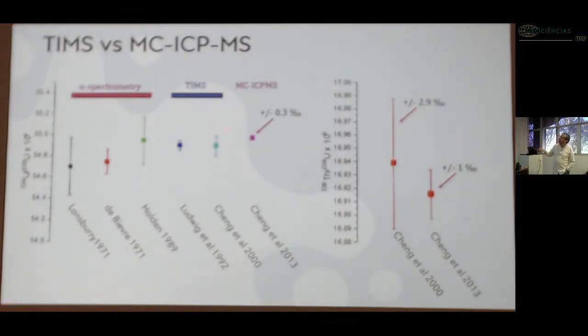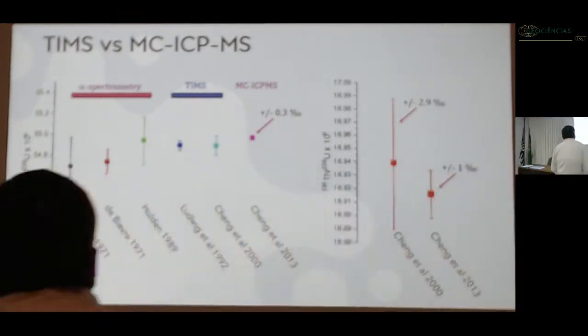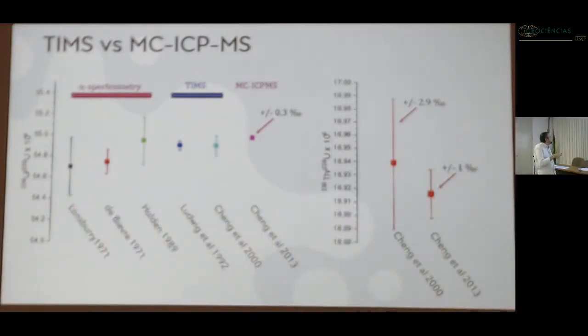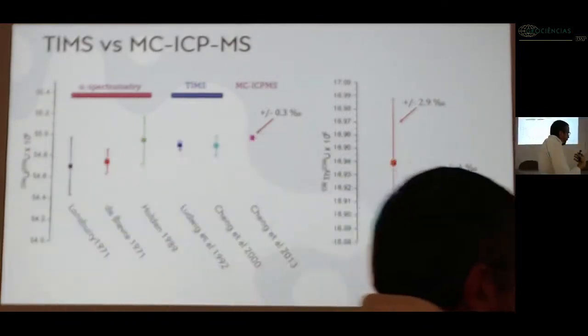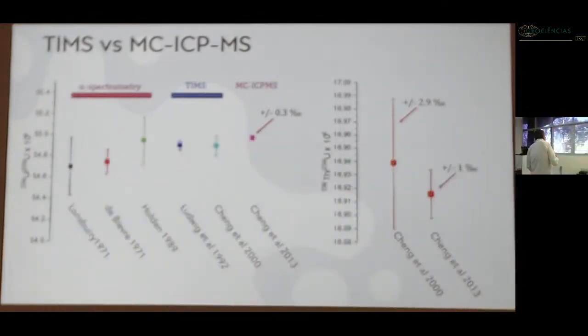2000 made these measurements of 234 over 238 in secular equilibrium, and this is the isotope composition that he reports for secular equilibrium. And then he repeated a similar exercise with more measurements, with multi-collector ICP-MS, and you can see the reduction in uncertainty, really, really nice. This is also for 230 over 238 secular equilibrium. You can see Cheng et al. 2000. This is the best value that he could report.